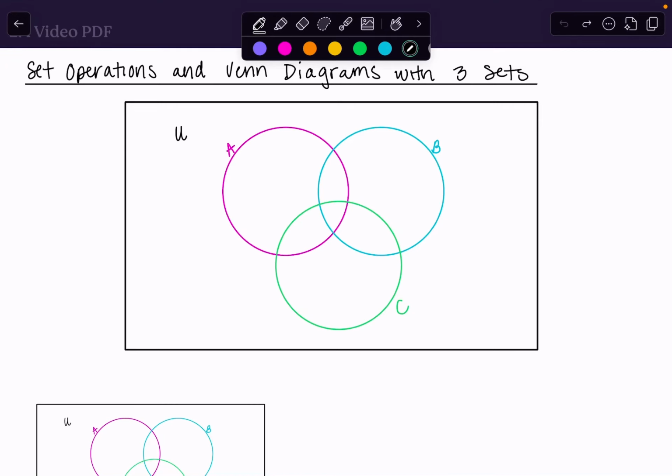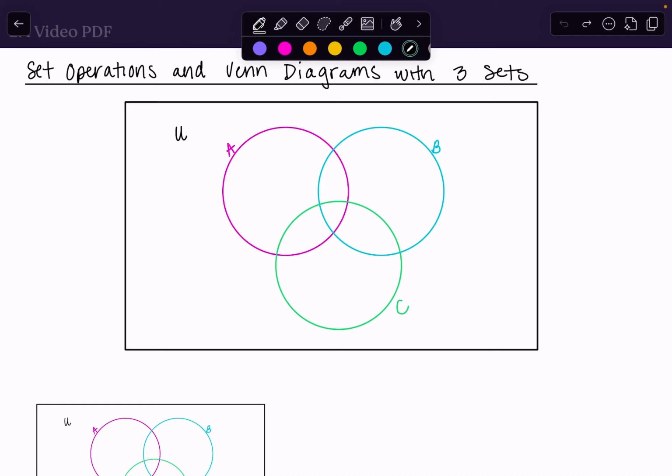We're now going to extend our knowledge for Venn diagrams with 2 sets to add a 3rd set. So we can still do a lot of the same things as before. It still makes sense to do all these set operations, but now we're going to be working with a 3rd set. Now the problem with this is it does get a little bit complicated because there's a lot going on.